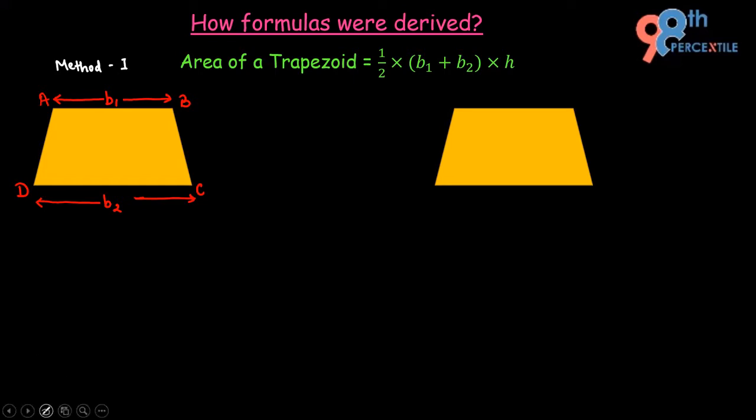In this method, what I'll do is some construction over here. I will connect these two opposite points, B and D. Then I will get a diagonal. This is a diagonal BD. Now, if you observe, this diagonal has divided this trapezoid into two triangles. This is triangle ABD, let's say this is triangle number 1, and then you have triangle number 2, which is BCD.